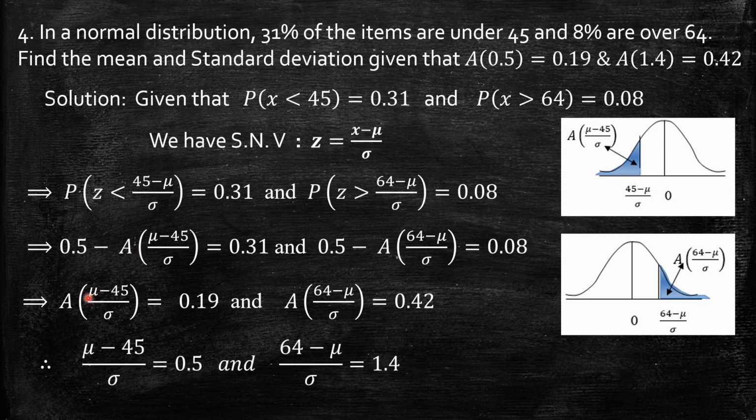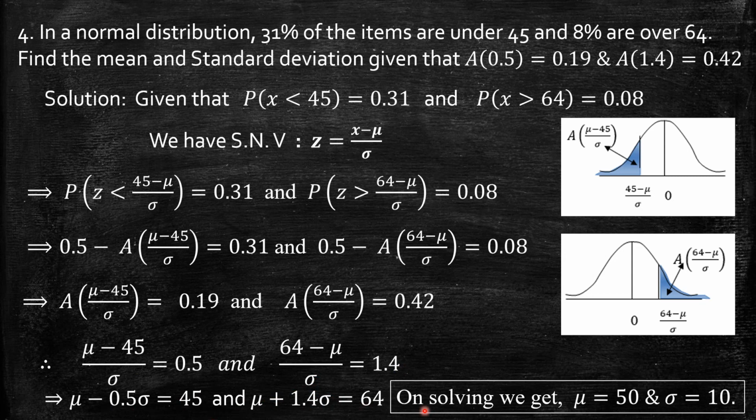I substitute, so on both sides A gets cancelled, and we have (mu minus 45) by sigma equal to 0.5, and (64 minus mu) by sigma is 1.4. So we have two equations for two unknowns. Rearranging and giving these two equations to the calculator, we get the answer. If I rearrange, we get mu minus 0.5 sigma equal to 45, and mu plus 1.4 sigma equal to 64. By solving these two equations, we get mu, the mean of the normal distribution, is 50, and the standard deviation sigma is 10.